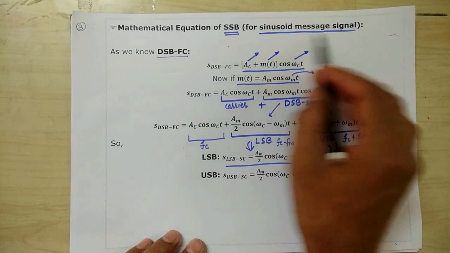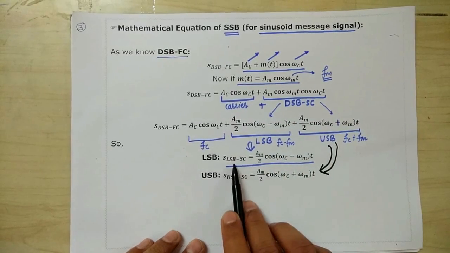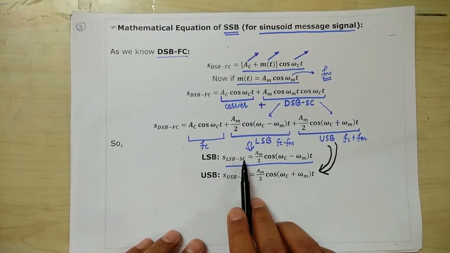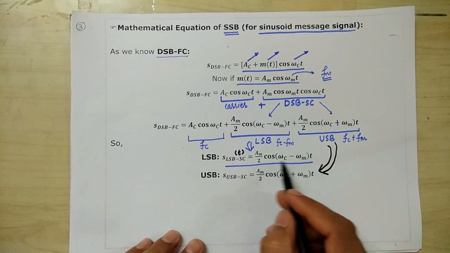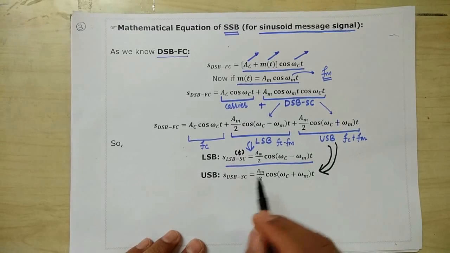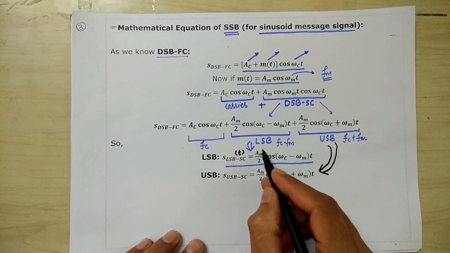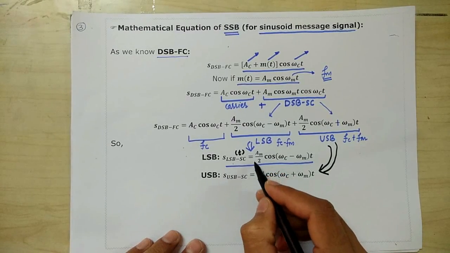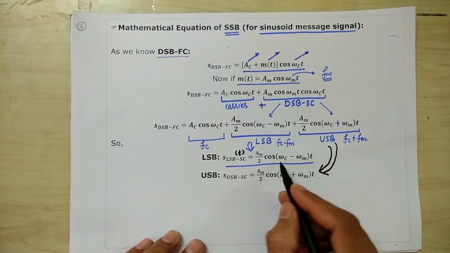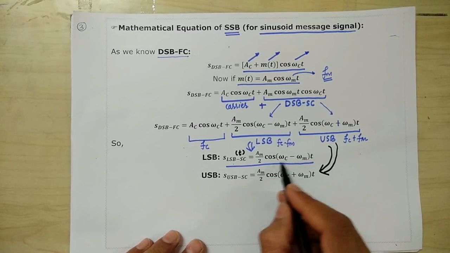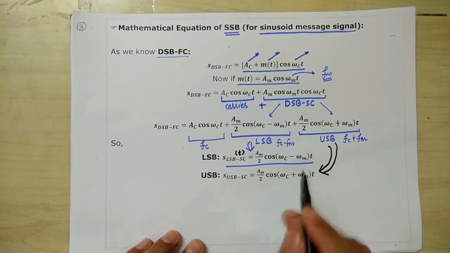So for a sinusoidal message signal, the LSB signal can be written as AM/2 cos (omega c minus omega m) t. This is just the amplitude factor, but what is important is the frequency, Fc minus Fm.